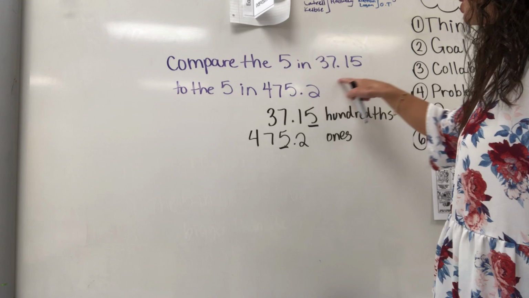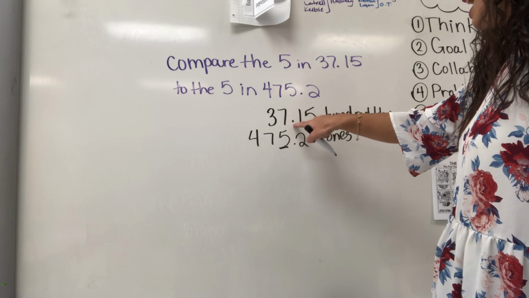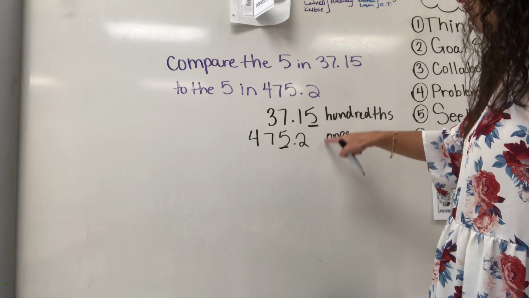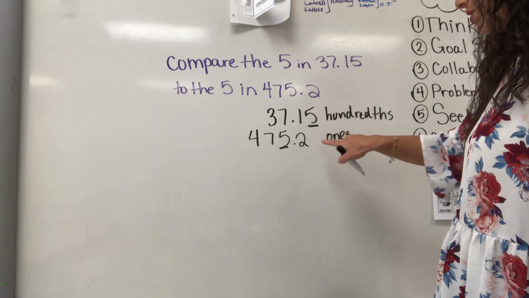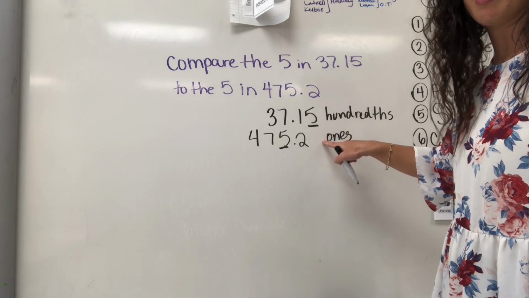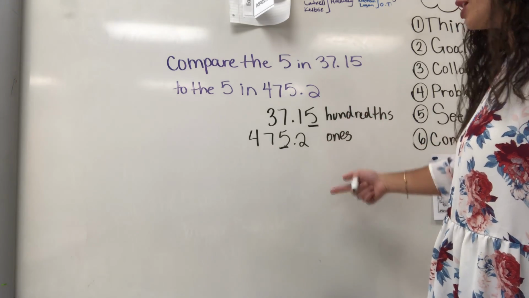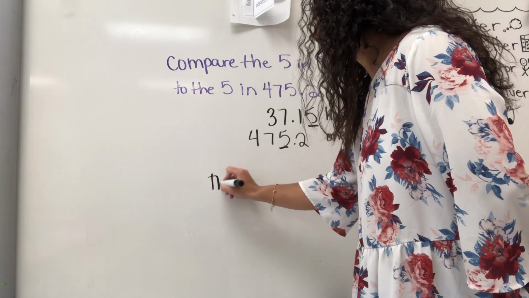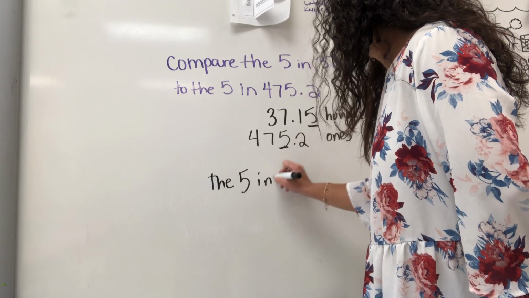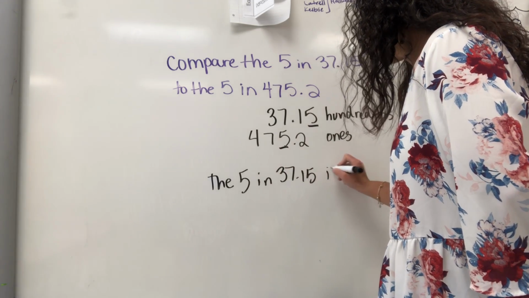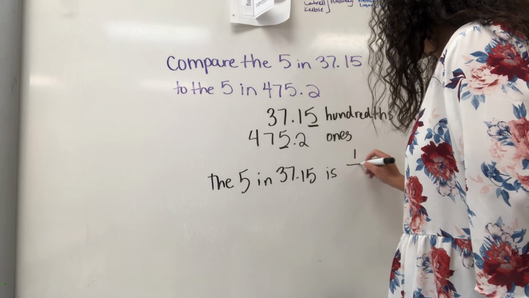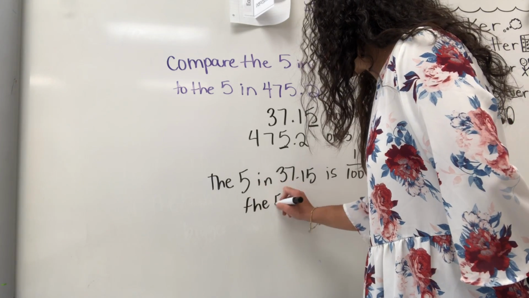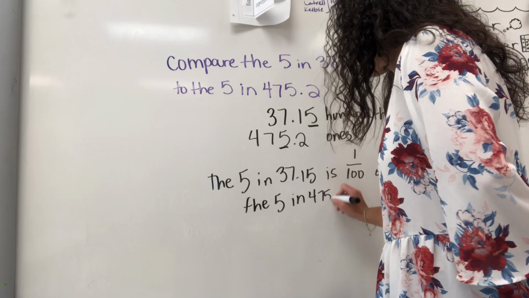So because I'm being asked about this 5, I'm going to look at this number. I need to know, is this place value bigger or smaller than this place value? Well, because hundredths is smaller than ones, I know that my answer is going to be a fraction. It's going to be 1/10, 1/100th, 1/1,000th, however many hops that I make. So I'm going to start by saying the 5 in 37 and 15 hundredths is 1/100th of the 5 in 475 and 2 tenths.